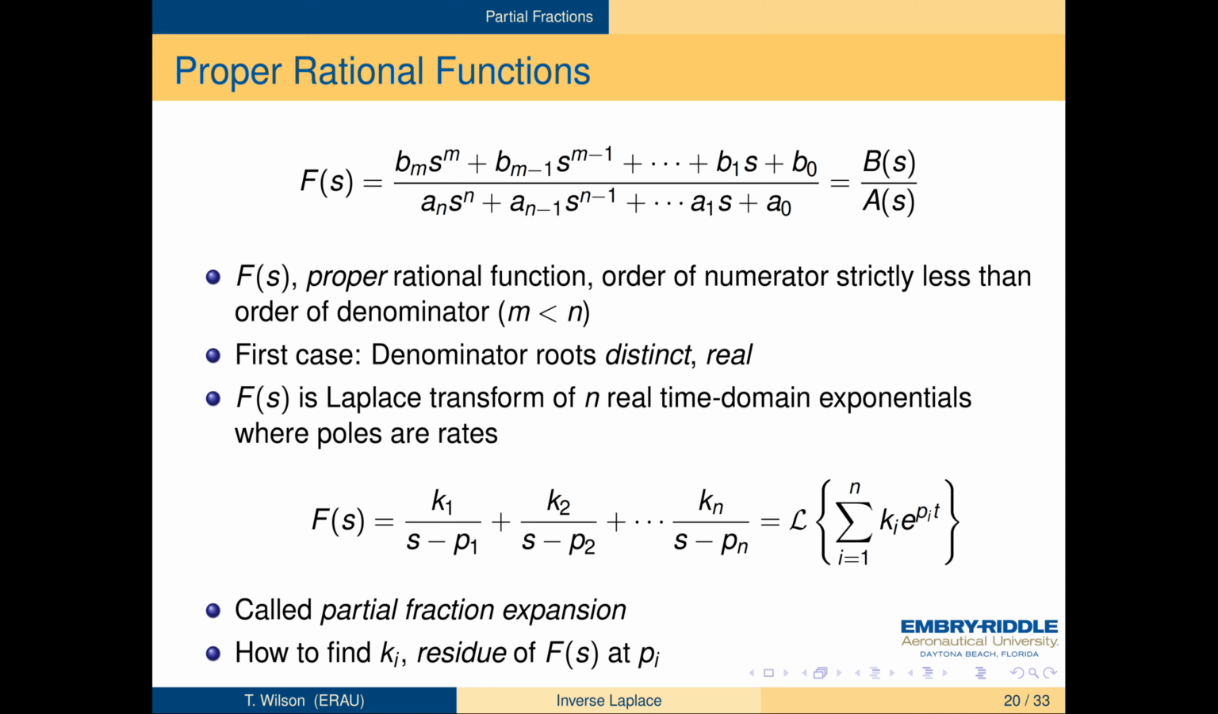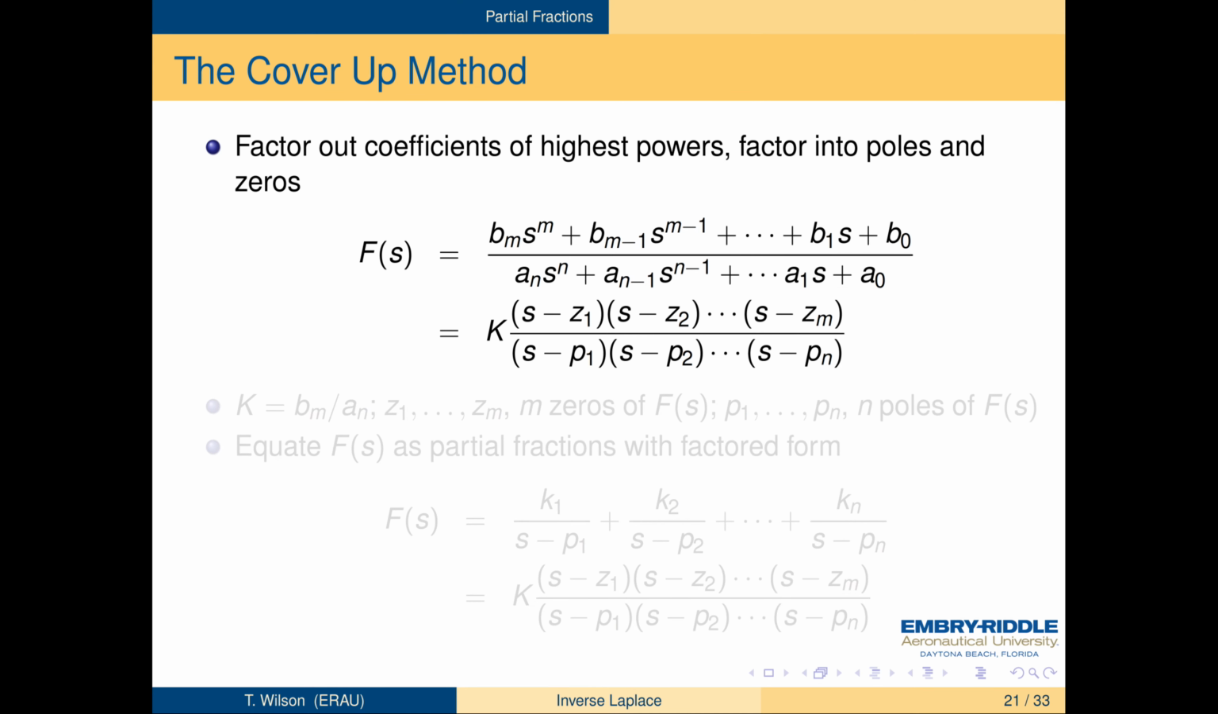That approach is called the cover-up method. The cover-up method. First, we factor F of s into poles and zeros. We don't actually have to factor the numerator, but we absolutely have to ensure that the coefficient of the highest power of the denominator is 1. For F of s so written, the scale factor k will be the ratio of the coefficient of the leading power of the numerator to the leading power of the denominator.